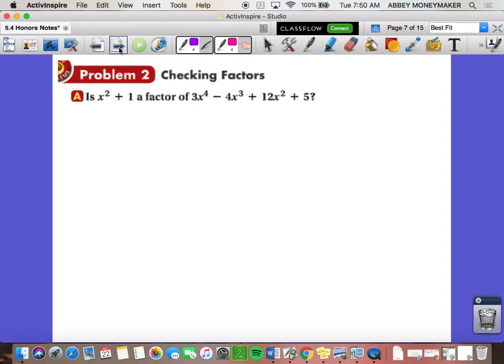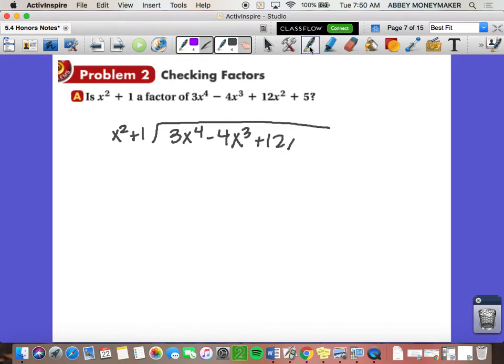All right. This next one is a little tricky, and it's a very, very special one. Okay? So we are going to take x squared plus 1 and divide it into the following polynomial. x squared plus 1 going into 3x to the 4th minus 4x cubed plus 12x squared.